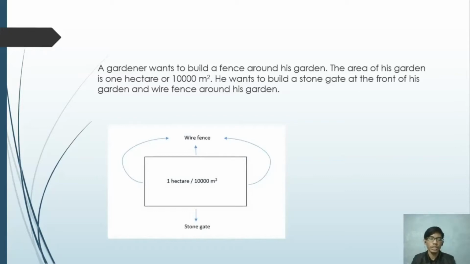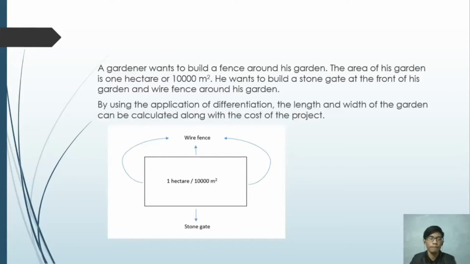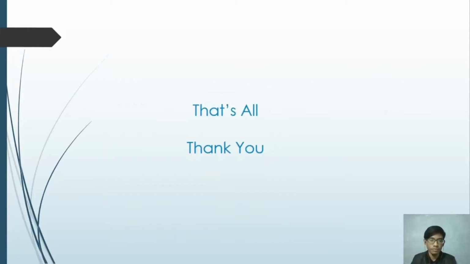This is the diagram of the fence that he wants to build around his garden. And by using the application of differentiation, the length and the width of the garden can be calculated along with the cost of the project. That's all for the problem statement. The other group members will continue on the calculations for the project and the conclusion of the video presentation.